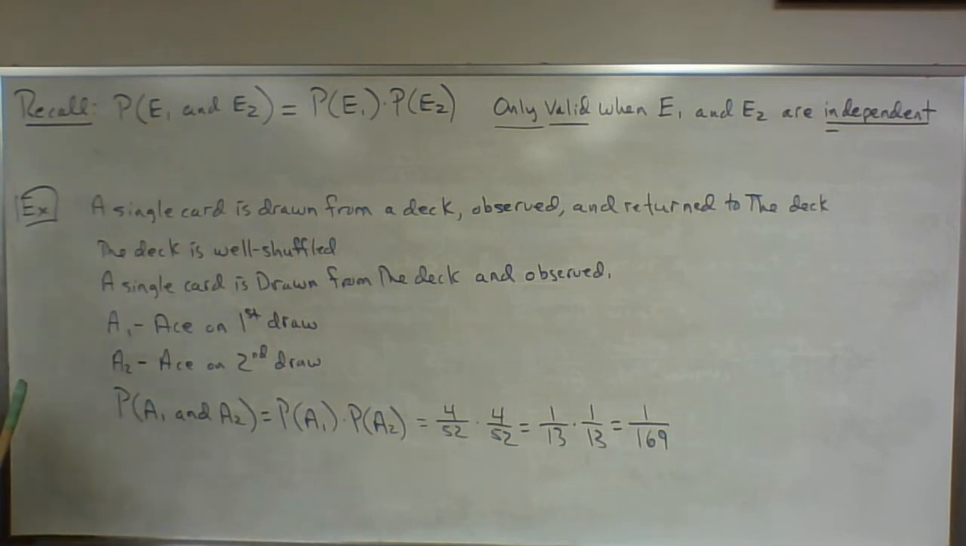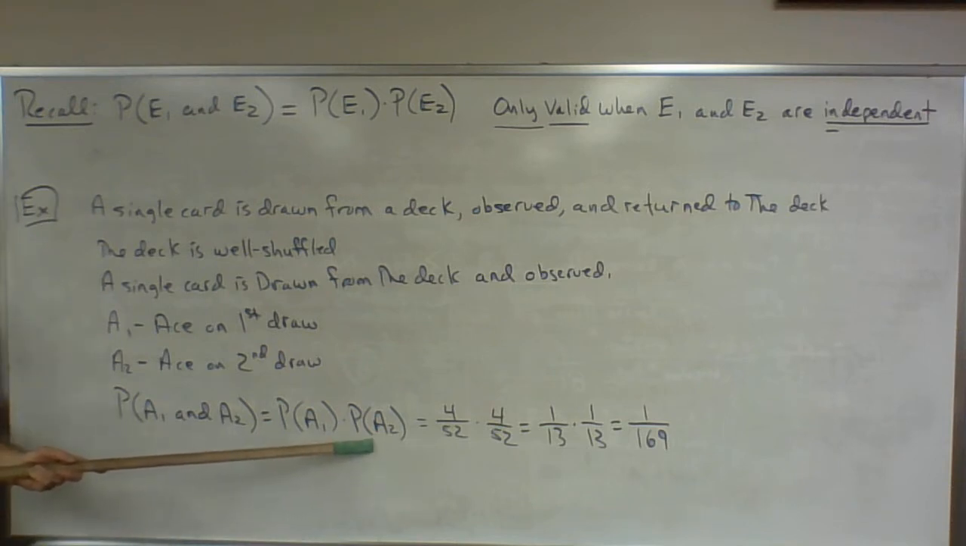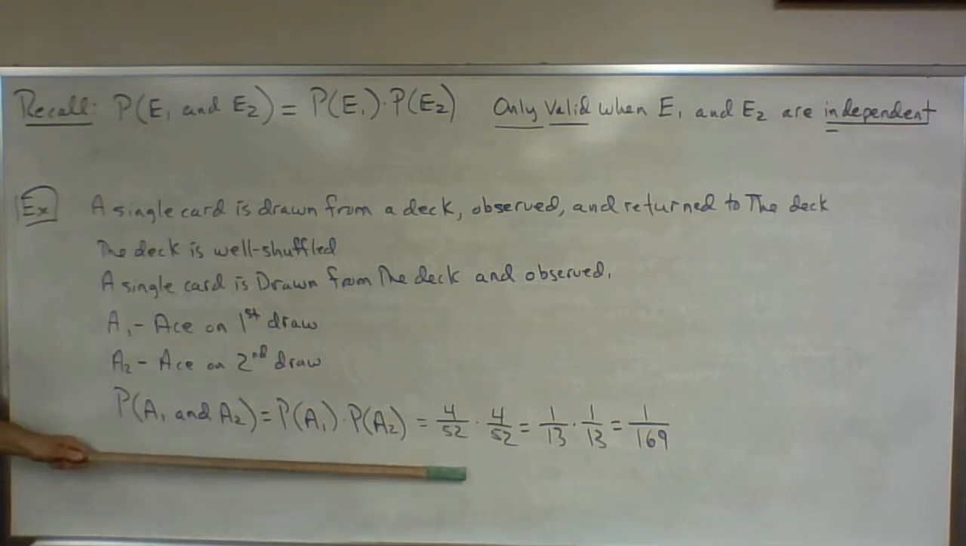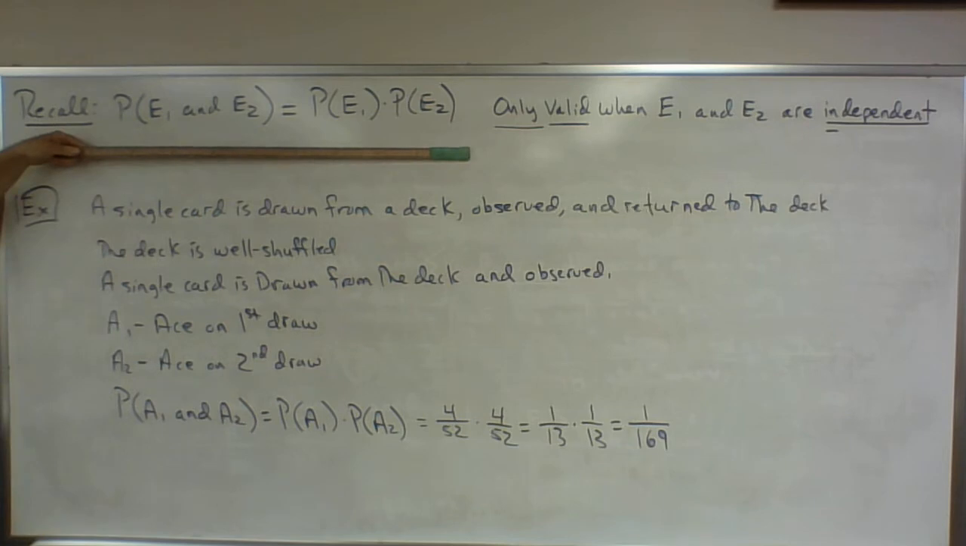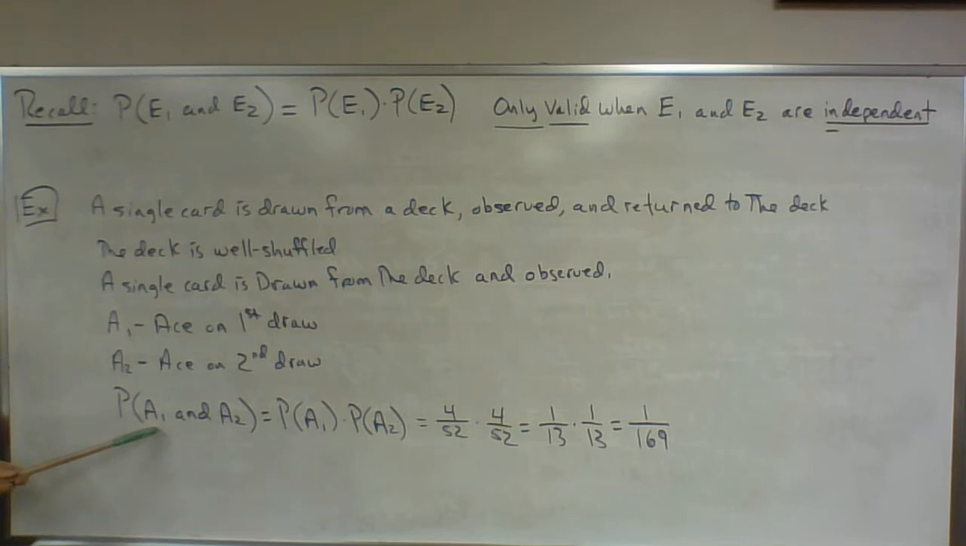And we computed the probability that we got two aces, an ace on the first draw and an ace on the second draw. And we said that that was just the probability of A1 times the probability of A2. Now, this formula assumes, as does this formula up here, that the events are independent. Are A1 and A2 independent?